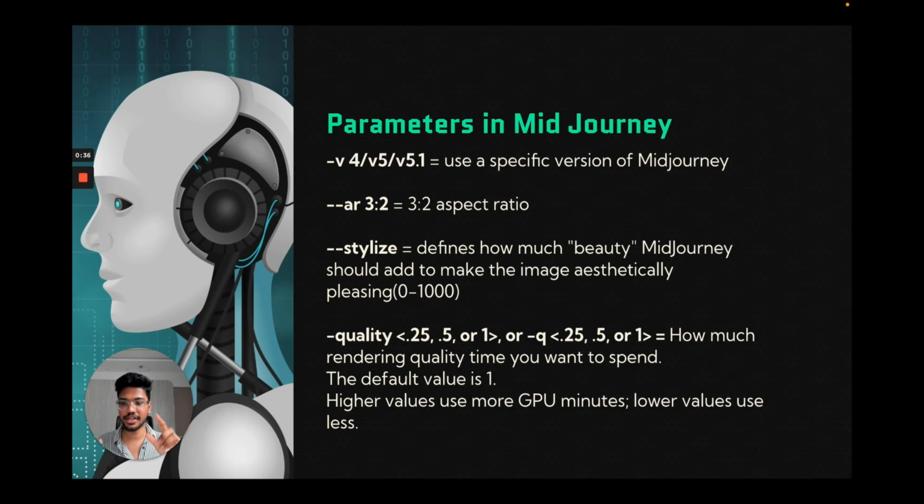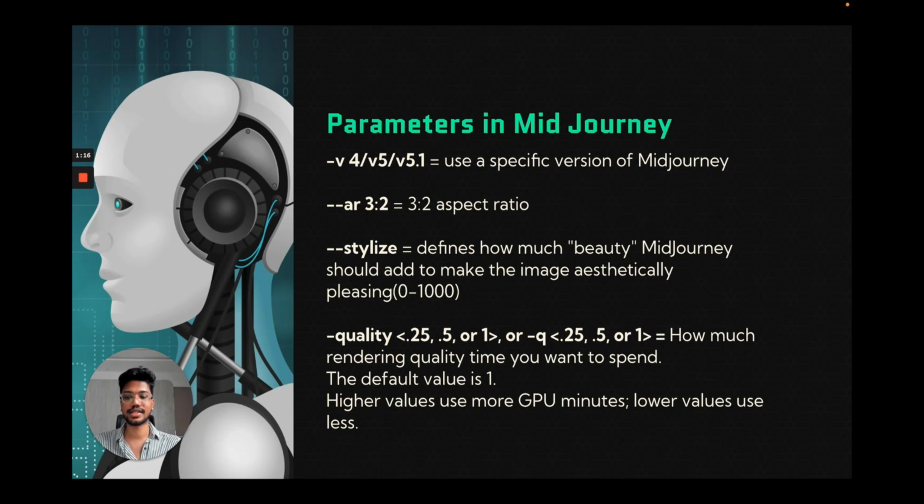So V4, V5, V5.1 or 6, if you're seeing it maybe in a year or so, these use a specific version of Midjourney. When you see the double dash AR, that is aspect ratio, and then double dash stylize defines how much beauty Midjourney should add to make the image aesthetically pleasing. So 100 is the default, and if you keep stylize equal to 1000 or something like that, you can actually get around 10x more aesthetical beauty that's possible, right?